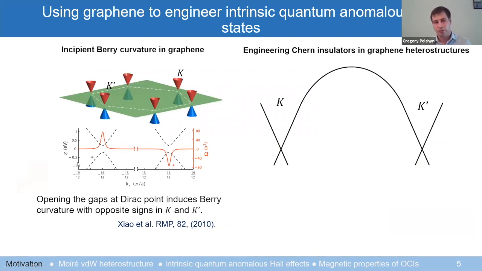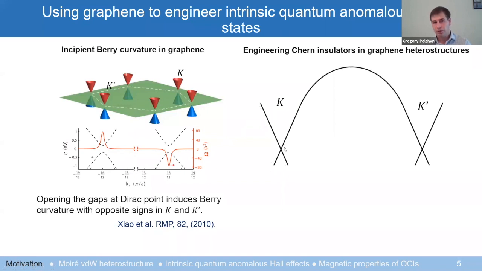And if we break the spatial symmetry of graphene, for example, by breaking C2 symmetry, this will open gaps at Dirac points, and there will be finite Berry curvature near those gapped Dirac points. So the sign of Berry curvature will be opposite in the two valleys. So the blueprint for engineering Chern insulators in graphene heterostructures is the following.